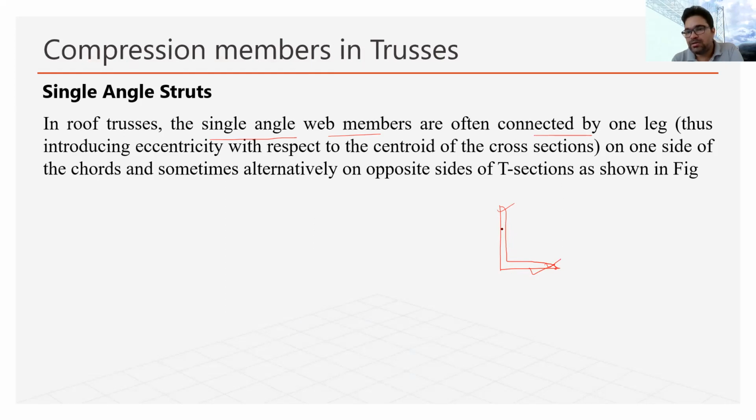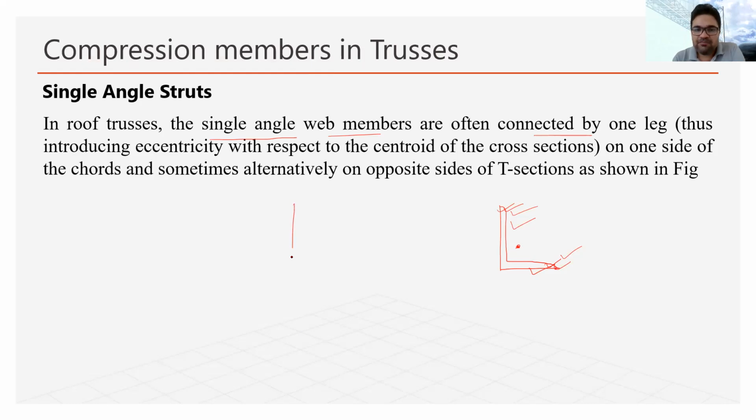But now, the CG of the angle section is outside the section, like this. So if both the legs are connected, we assume that the load is passing concentrically along the CG. So in that case, there is no eccentricity, and the efficiency of the angle is more, and we can simply design the angle section just like we design the I section, or like we have used the formula to calculate the FCD value for I section and compound section. The same formula we can use for angle section if both the legs are connected.